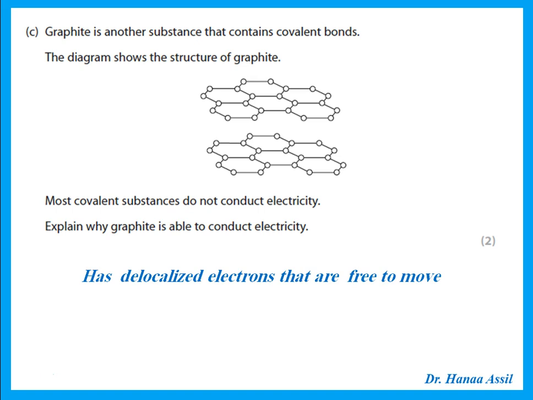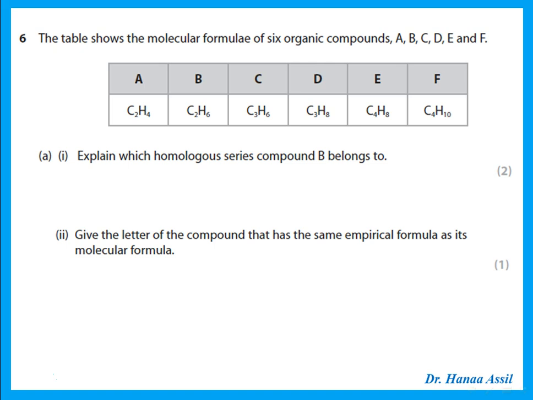The table shows molecular formula of 6 organic compounds. Explain which homologous series compound B belongs to. Okay. What are the homologous series that we know? Homologous series, you should know, are groups of organic compounds. And the groups that we have are either alkane, alkene, alcohol, carboxylic acids, and esters. These are the homologous series that we talk about here. So which one is this? First of all, this is something that has only carbon and hydrogen, so you should know that it is a hydrocarbon. So it is either alkane or alkene.